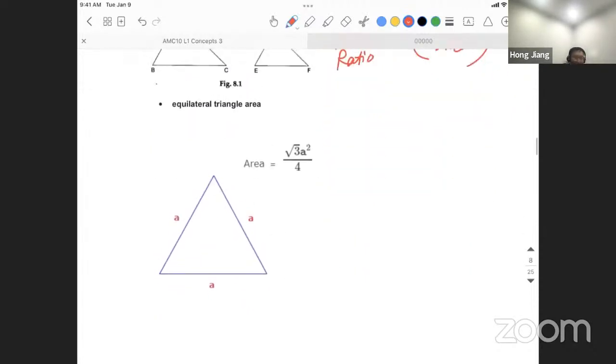And some quick things I want to let you know. If I give you an equilateral triangle, the side of the equilateral triangle equals A, you need to determine the area, right? How to determine the area of the equilateral triangle? √3/4 times A squared. This is actually something very, very important. Okay, so far, so good. I think these are very easy peasy stuff.